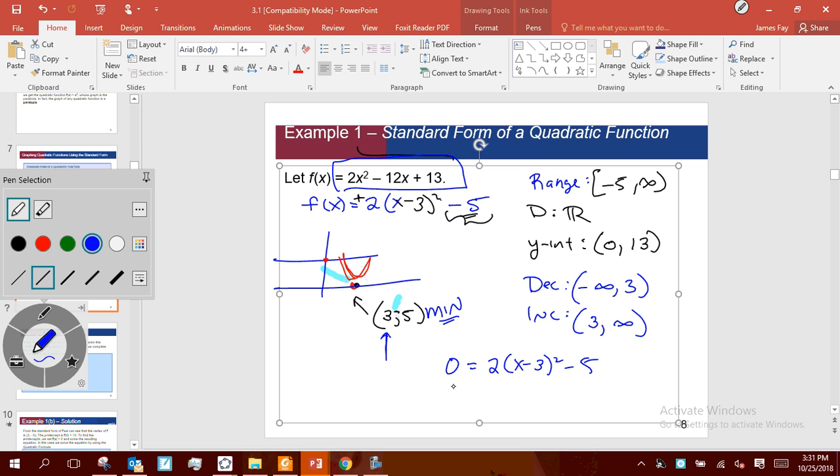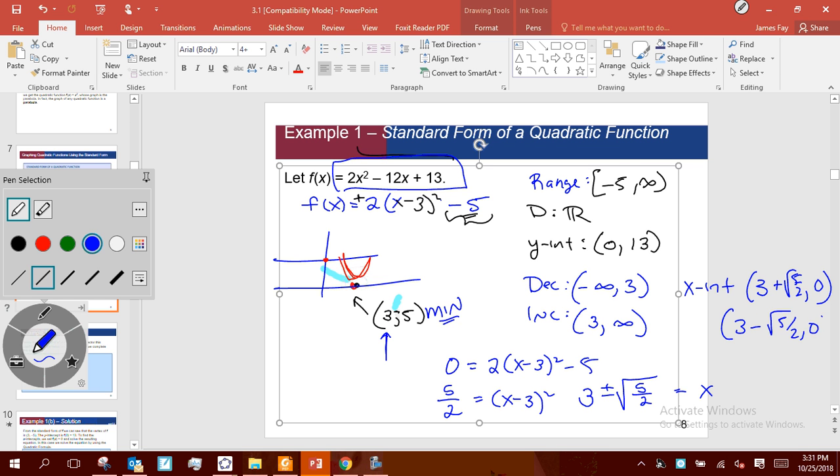I should be able to solve this, add 5 to both sides, divide both sides by 2, and it will eventually get me this. And then we'll square root both sides. So it would look like the square root of 5 halves, now I introduced a square root, so it's plus or minus, is equal to x minus 3. Well, now I'd add 3 to both sides, and now I've got my x-intercepts. One of them is at 3 plus root 5 over 2, comma 0, and the other one is 3 minus root 5 over 2, comma 0.